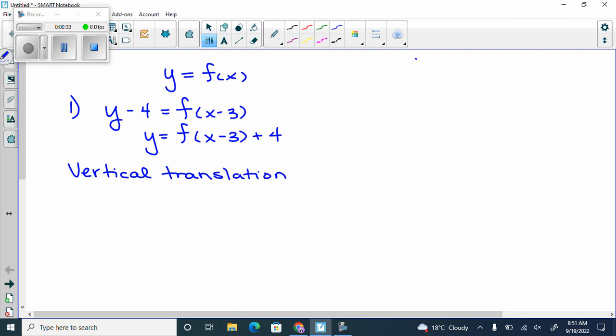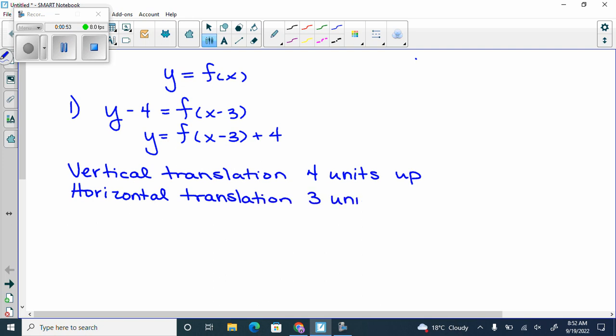And these sentences have to be accurate. Vertical translation four units where? Up. And then a horizontal translation three units what? Always the opposite. Mapping and words are the same, right? So if I want to go 3 to the right, I'm going to go x plus 3. If I want to move 4 up, I'm going to go y plus 4.